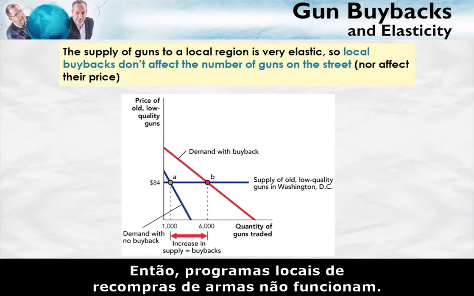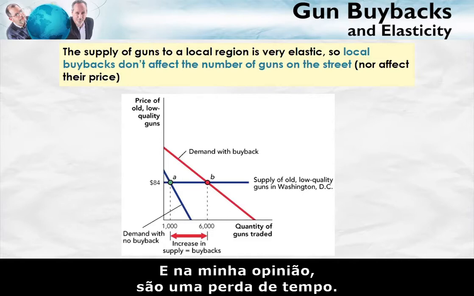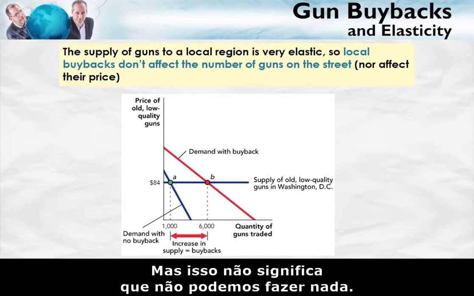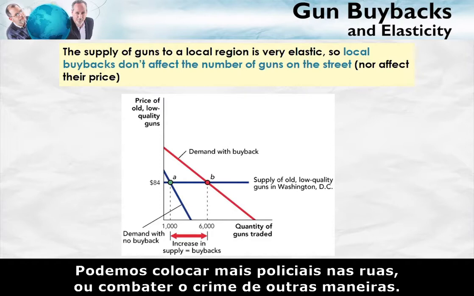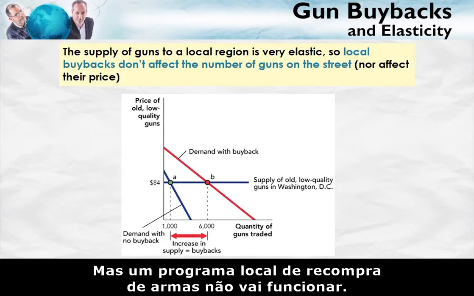So local gun buybacks don't work. They're really, in my view, a waste of time. This doesn't mean that we can't do anything. We may want to put more police on the street. We may want to fight crime in other ways, but a local gun buyback isn't going to work.